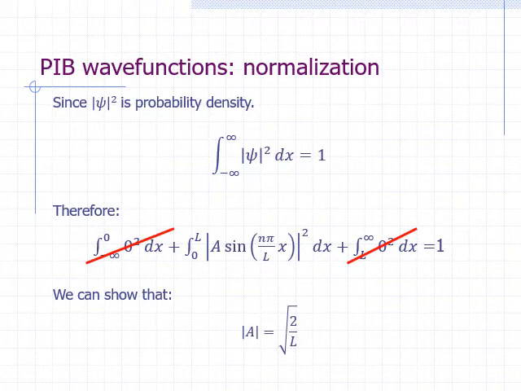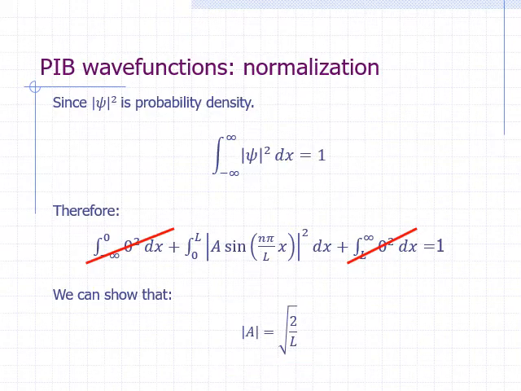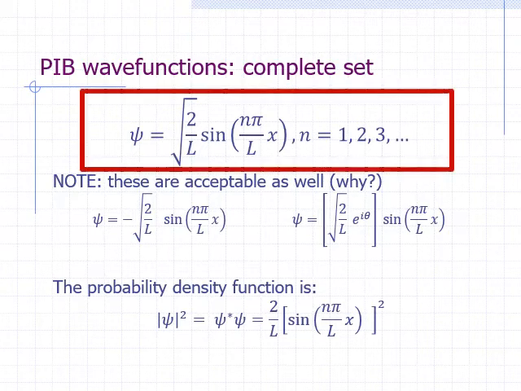We can solve for the absolute value of a, and we should find it to be equal to the square root of 2 over L. So, we can summarize a complete set of wave functions for the particle in a one-dimensional box with this expression. Psi equals square root of 2 over L times sine of n pi x over L, where the quantum number n is a positive integer.